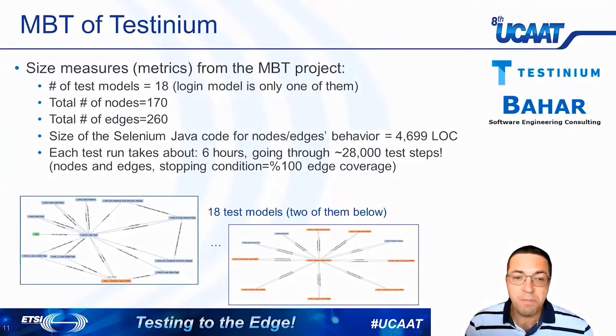Alper showed you two models that take 10-15 minutes, but if you run all 18 models with all the combinations, that will take about 6 hours. That will create about 28,000 test steps and achieve edge coverage in terms of model coverage on the test model. So lots of interesting stuff.